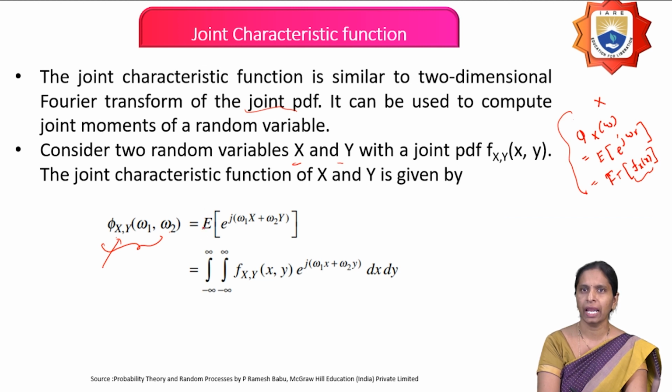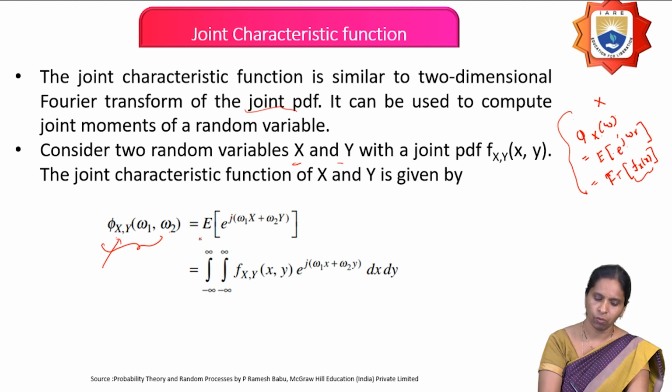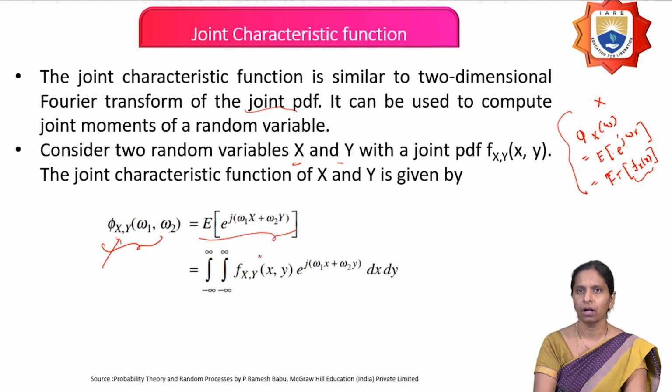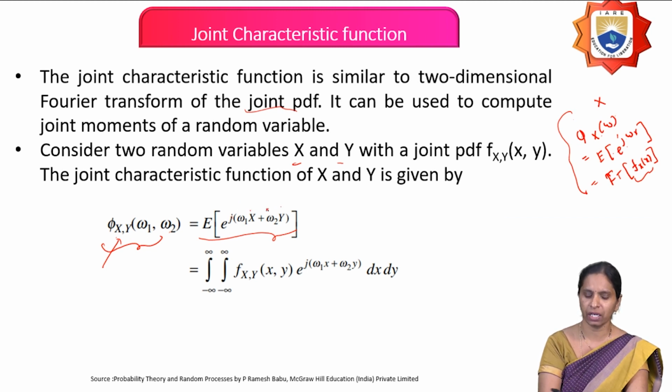So it is equal to what? Expectation of e power j of omega 1 x plus omega 2 y. If you have a single random variable x, then the characteristic function of that random variable has been denoted by phi x of omega equals expectation of e power j omega x. So here also, if you have two random variables, then the joint characteristic function is given by expectation of e power j into omega 1 x plus omega 2 y. Now, what is the expectation of any function? How many random variables do we have here? Two random variables.